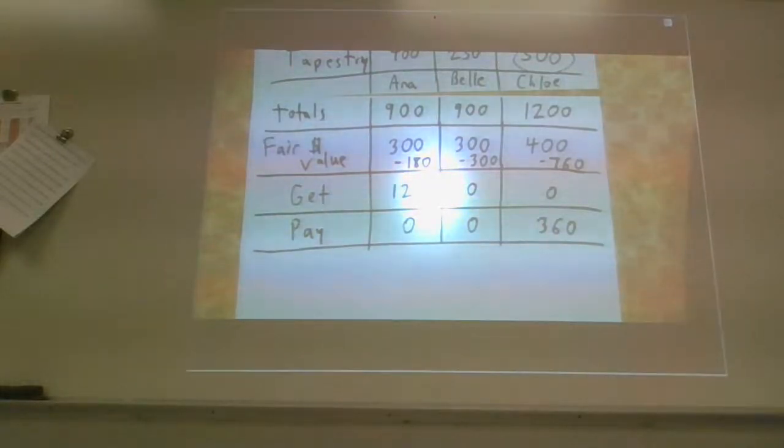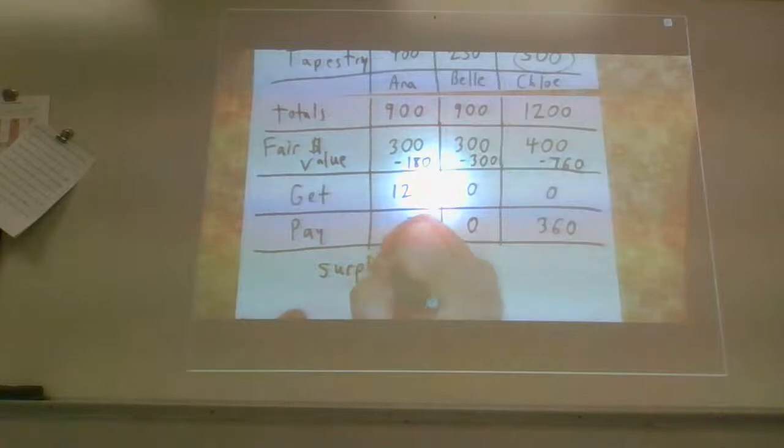Now, of those $360, 120 of it is clearly going to Anna. Now I'm messing myself up. Belle's getting nothing for the time being. Well, let's figure this stuff out here. Surplus.